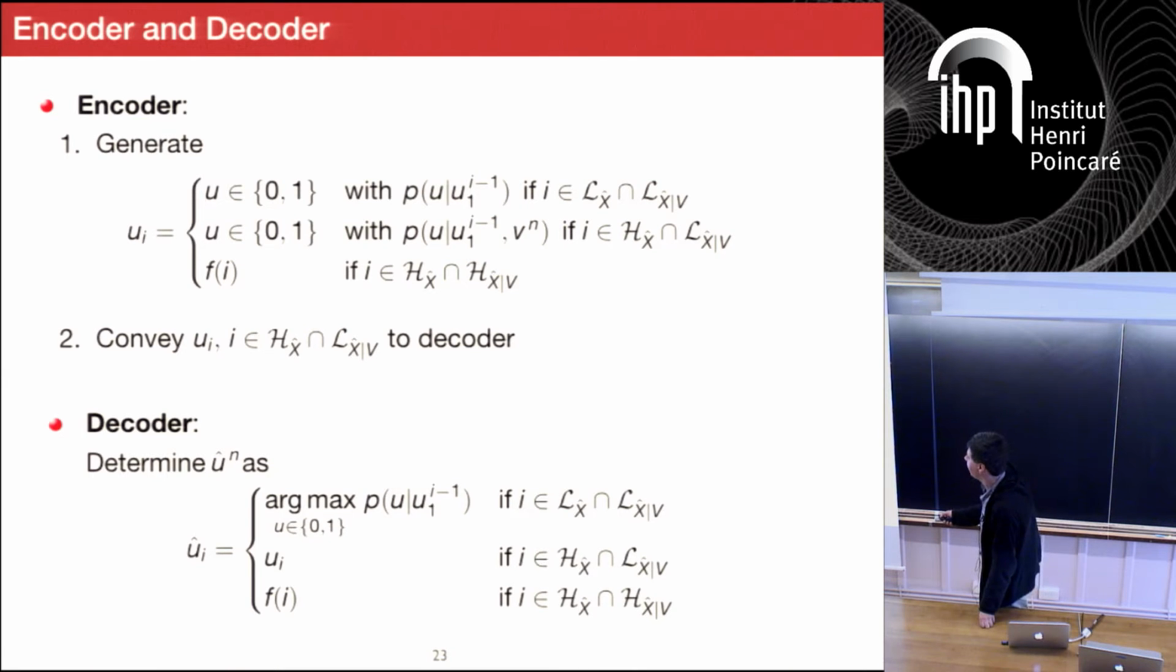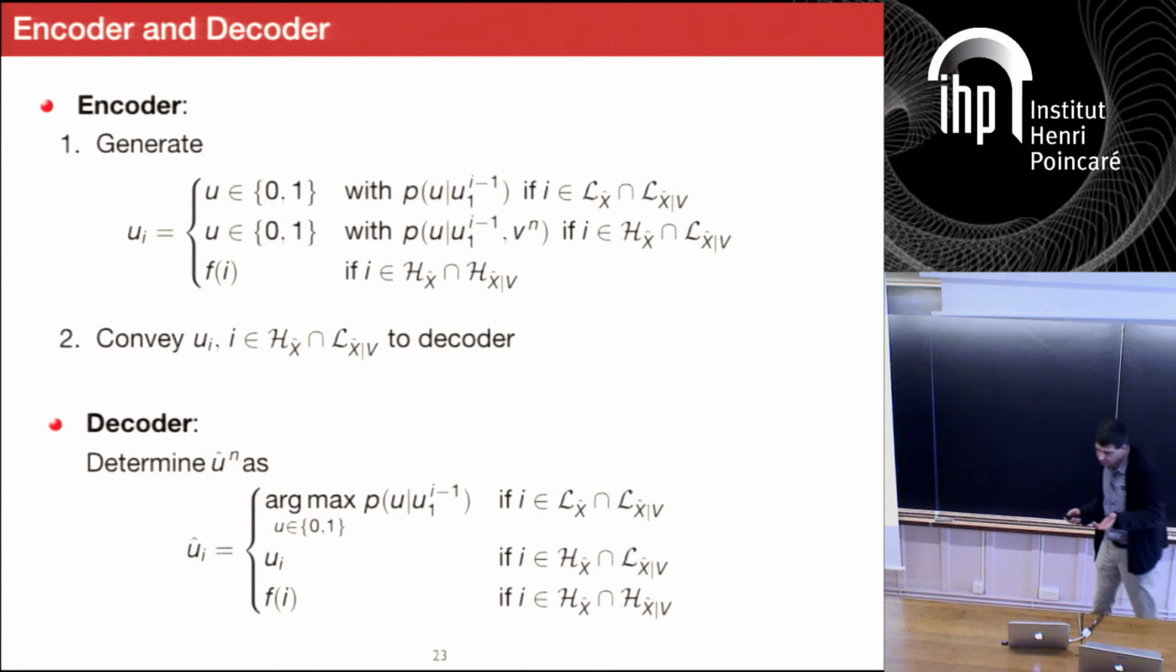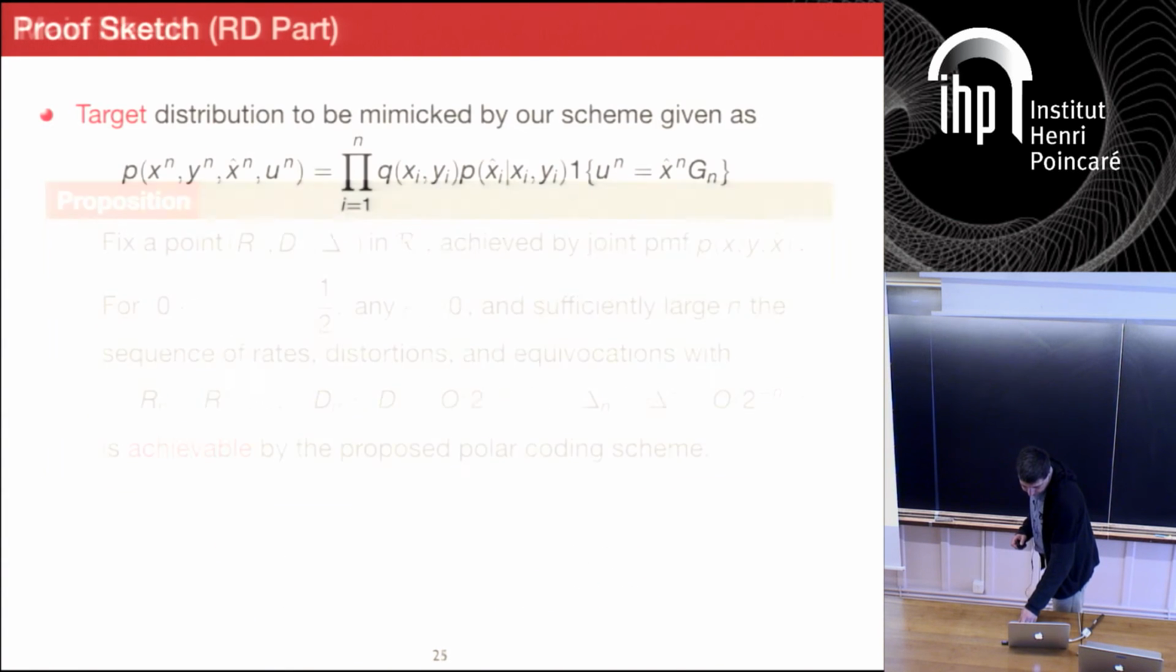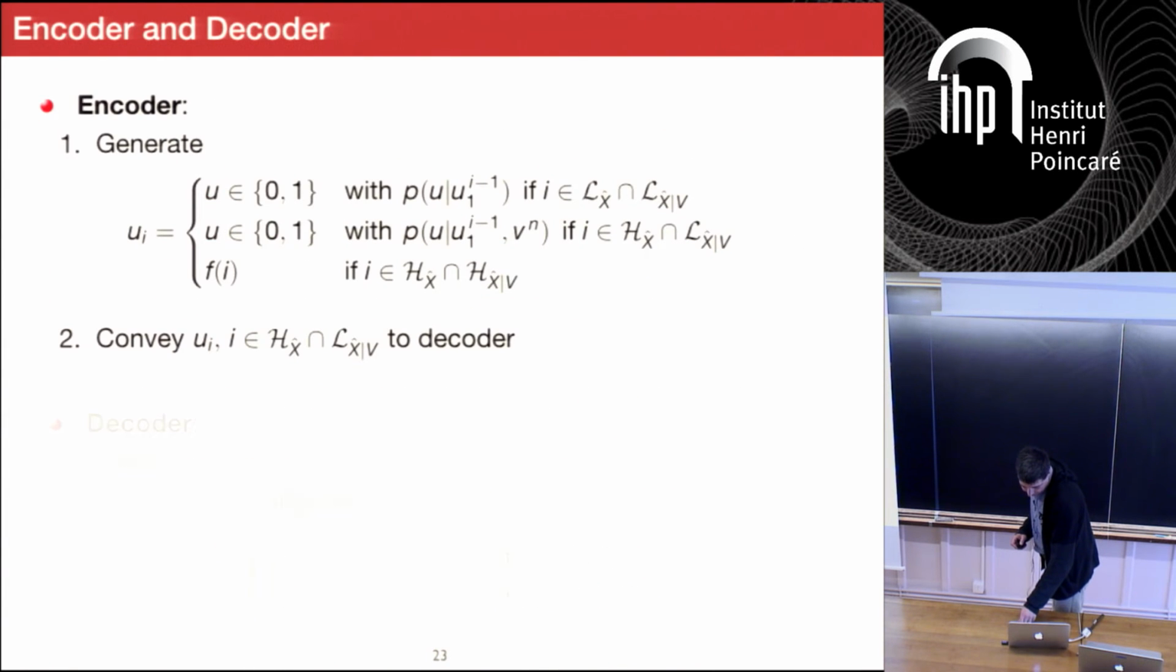And this is the white set. These are the bits U_i which can be decoded from the previous bits at previous indices with high probability. There should be U_i here, sorry. No, actually, U is correct. And we simply use an argmax rule here for this one. So that's correct.